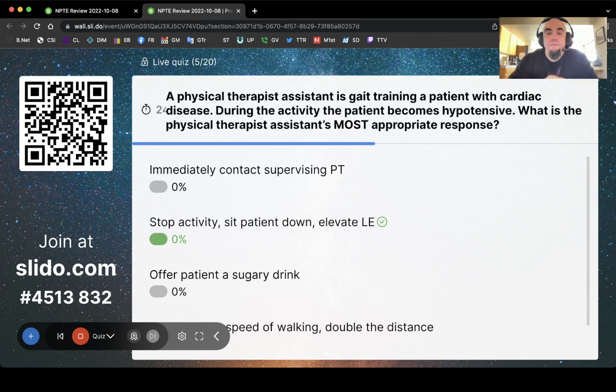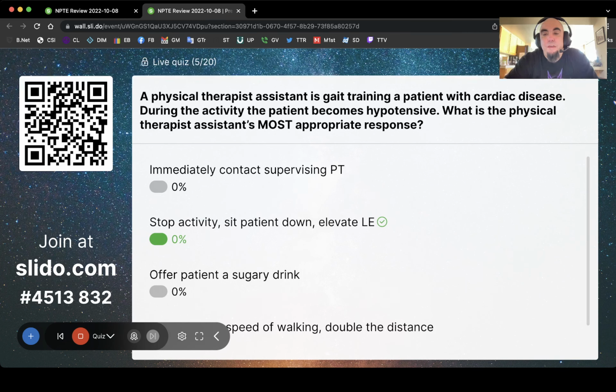Well, for this one, obviously, if you have one where the patient's having problems, the first option is always to stop that activity. And then you have to determine if they are going hypotensive or hypertensive, right? So in this case, the patient's going hypotensive, right? So if pale, raise the tail. If red, raise the head. So in this case, they are going pale, which means then you want to stop the activity, sit the patient down, and elevate those lower extremities.